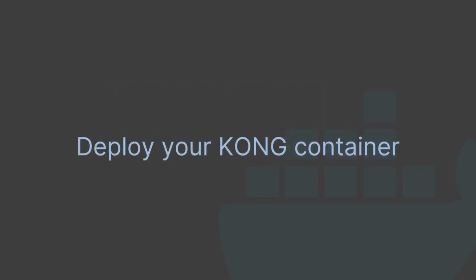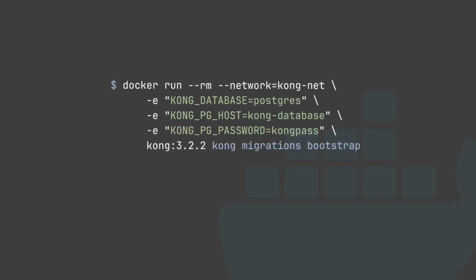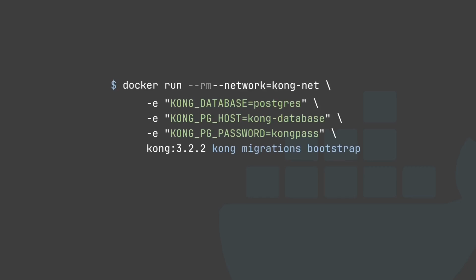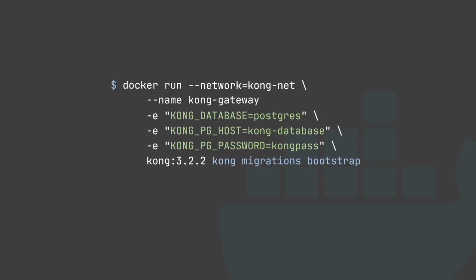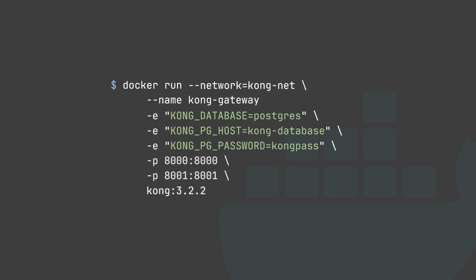Finally, we're going to deploy our Kong gateway. The command for this is pretty similar to what we had when we ran the migration, so let's work off of that. We actually want to keep this container running in the background, so let's not mark it for removal. We will also specify the name of the container, Kong Gateway. We don't need this container to run any commands either, so let's get rid of that. Let's expose a couple of ports to work with. What do these ports do?